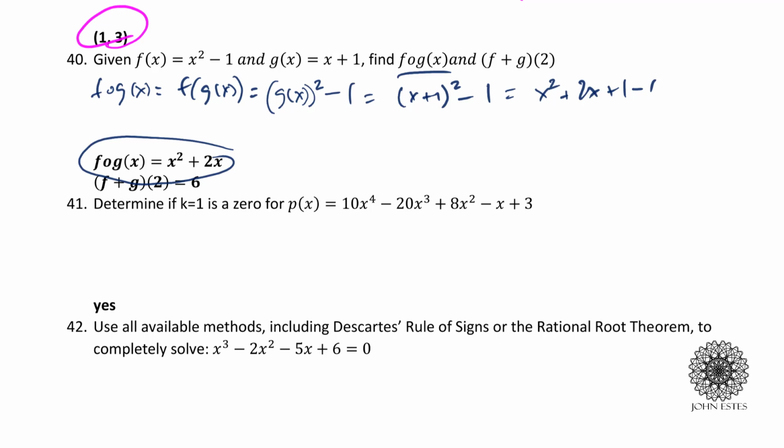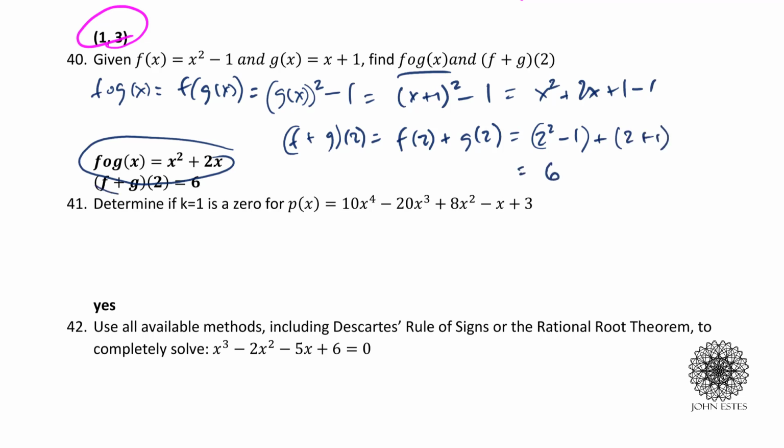Okay, now the f plus g of 2 just means that I take the f function and plug 2 in, and then take the g function and plug 2 in. So if I plug 2 in the f function, that's 2 squared minus 1. And then in the g function, that'd be 2 plus 1. I think I can handle this arithmetic. You'll see that gives you 6. And that's how we figure that one out.